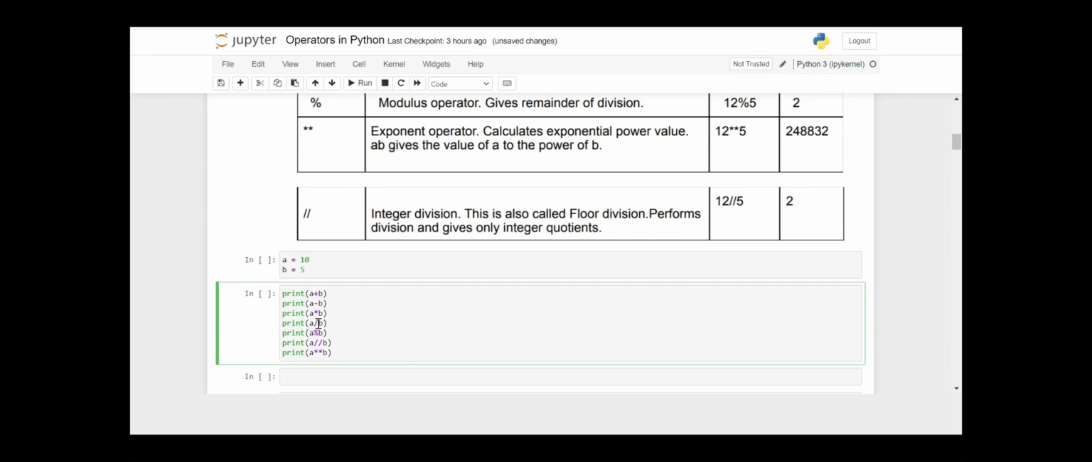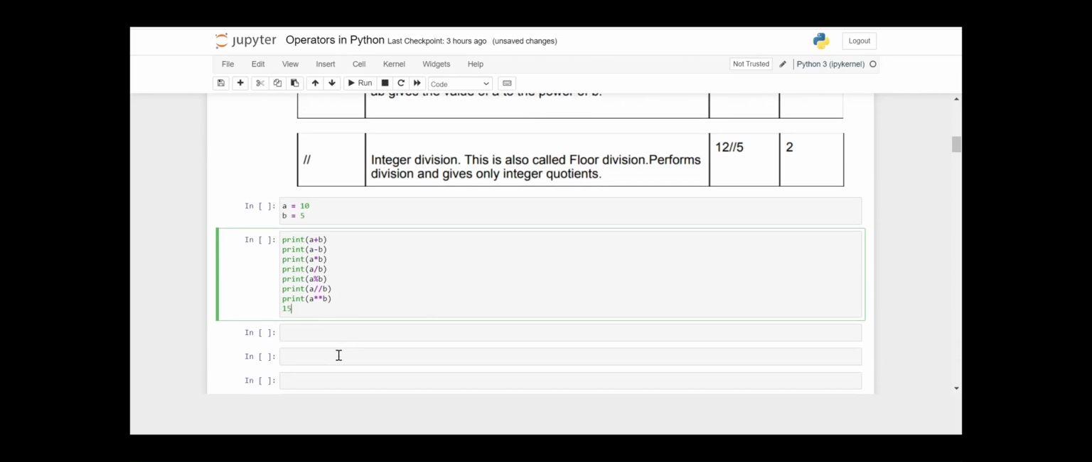We can also use a calculator to recheck it, but before printing the output, let me show you what should be the output according to me. Like 15, 5, 50, 2, 0, because on dividing we get 0 only, right? And here, because the division does not include any decimal points, the division and floor division are going to be the same, that is 2. And the exponent is going to be 1 2 3 4 5.